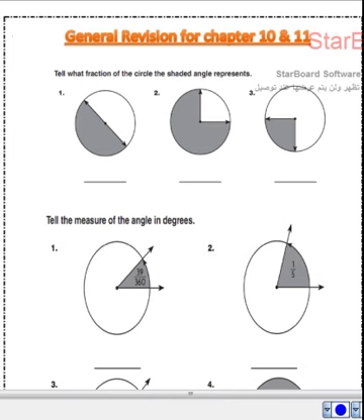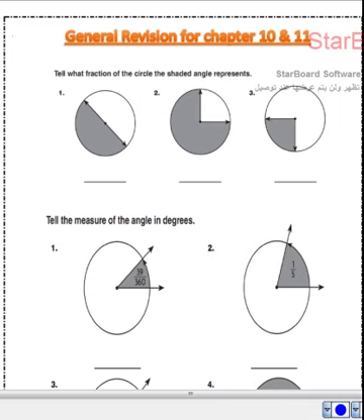Welcome to our general revision for chapter 10 and 11. I'm going to start with chapter 11 questions. The first question says, tell what fraction of the circle the shaded angle represents.